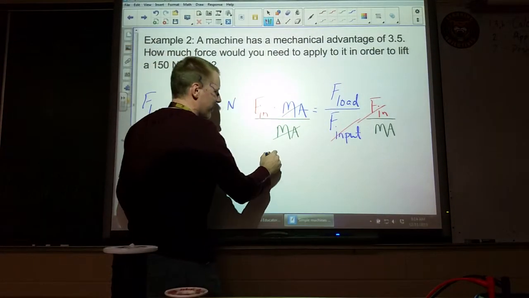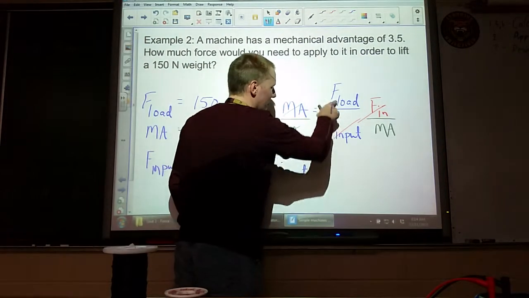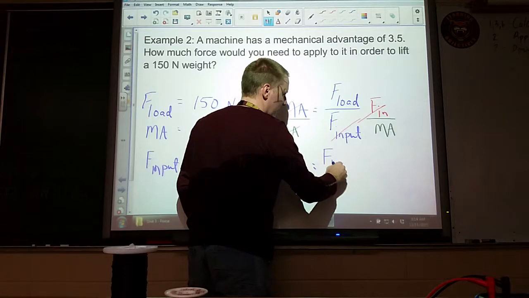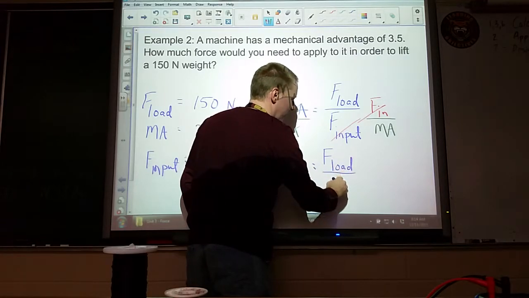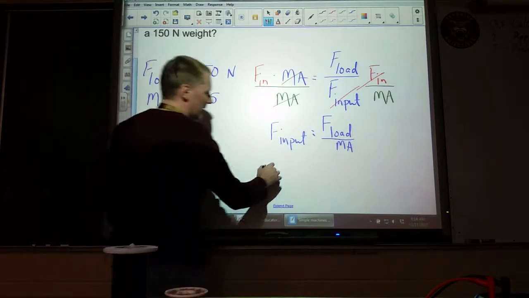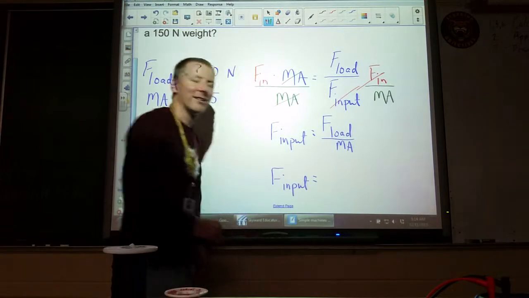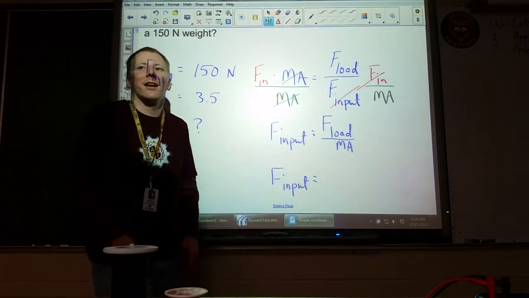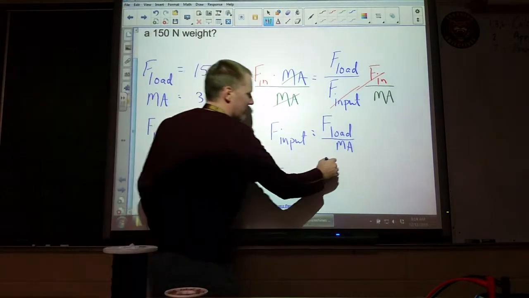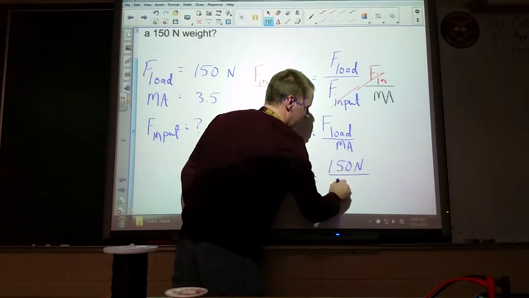Okay, so those two MAs cancel. That gives us F input is equal to the F load over MA. Essentially, they traded places. We did the same thing for the acceleration. The algebra doesn't have that many rules. So all we needed to do was divide 150 by 4.5.